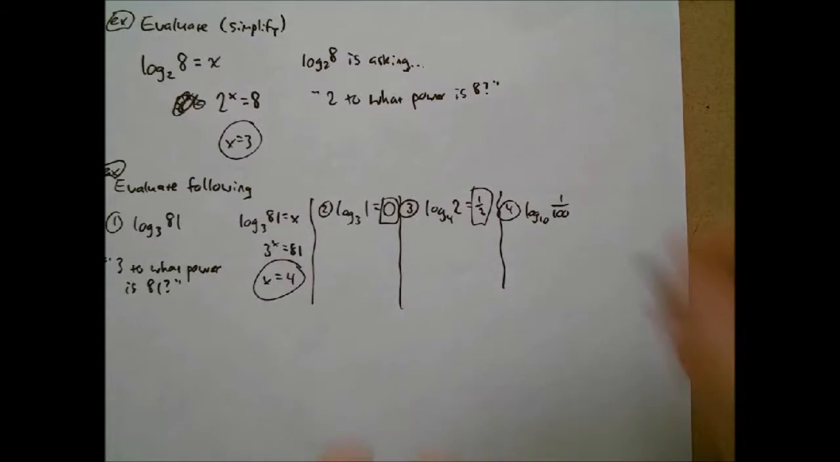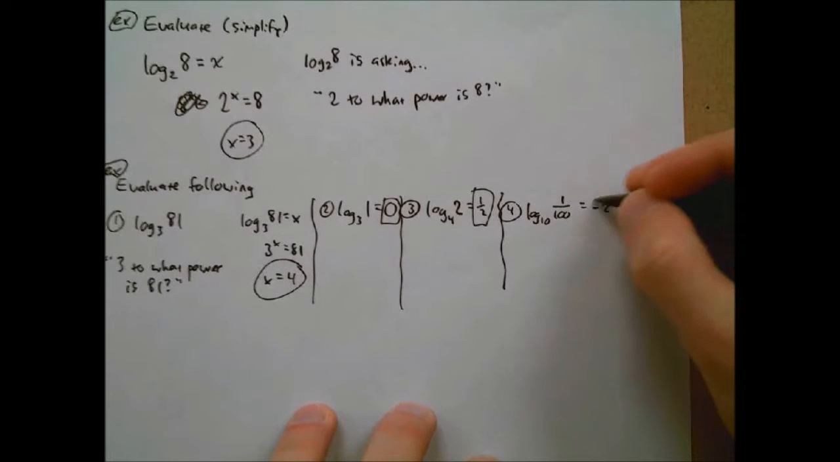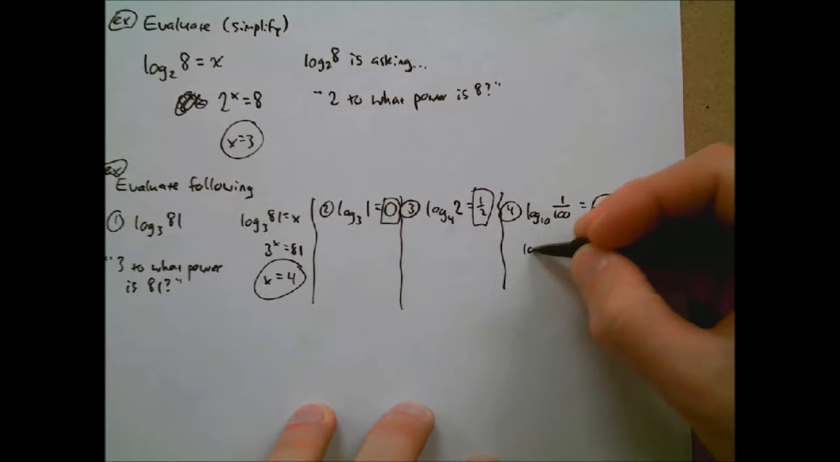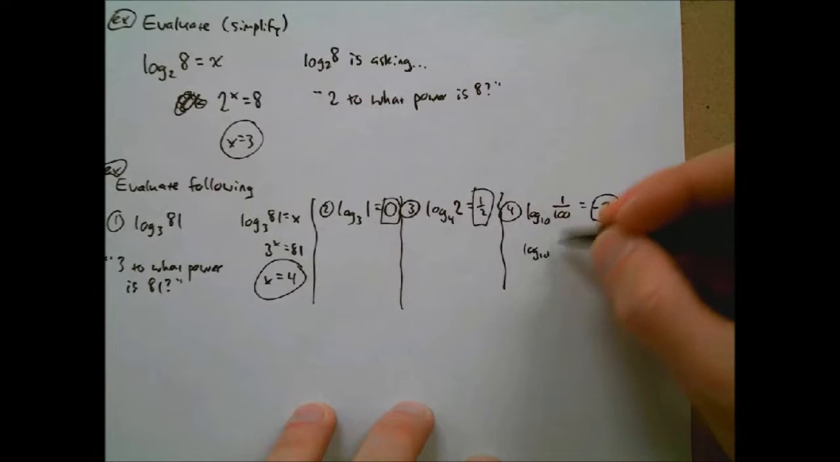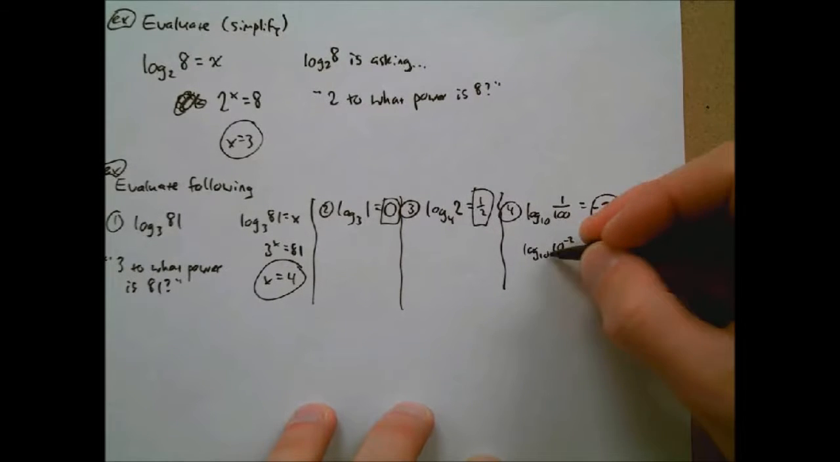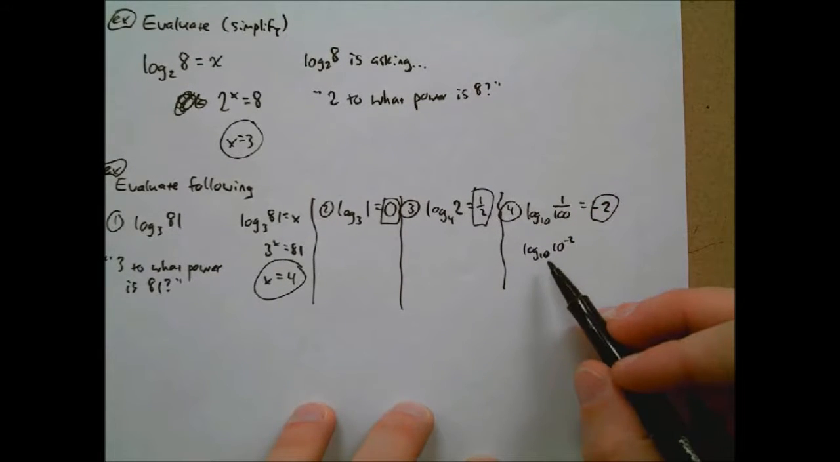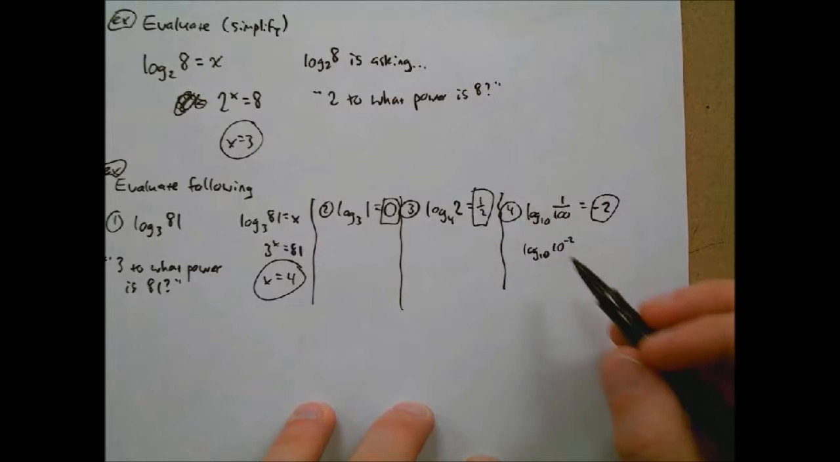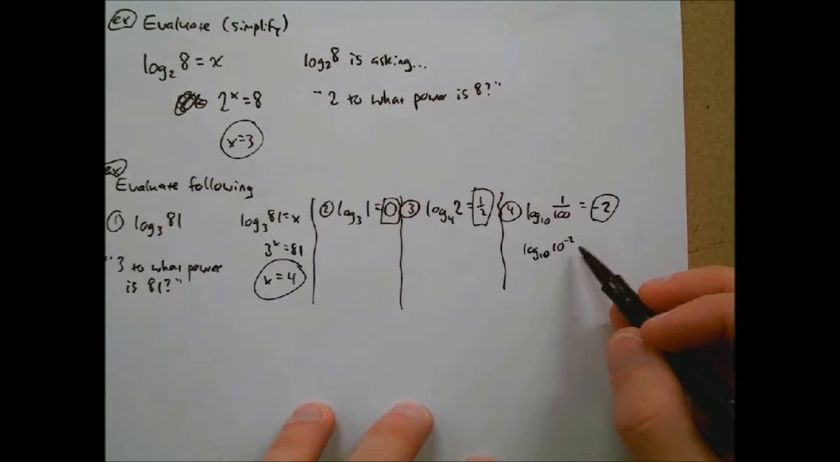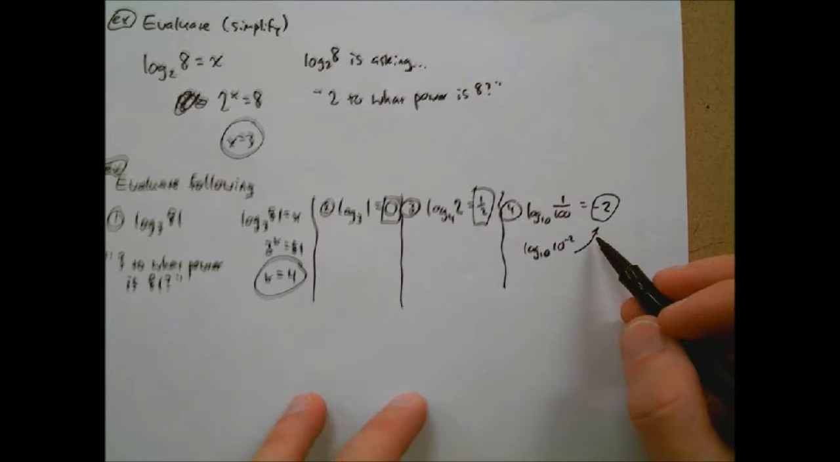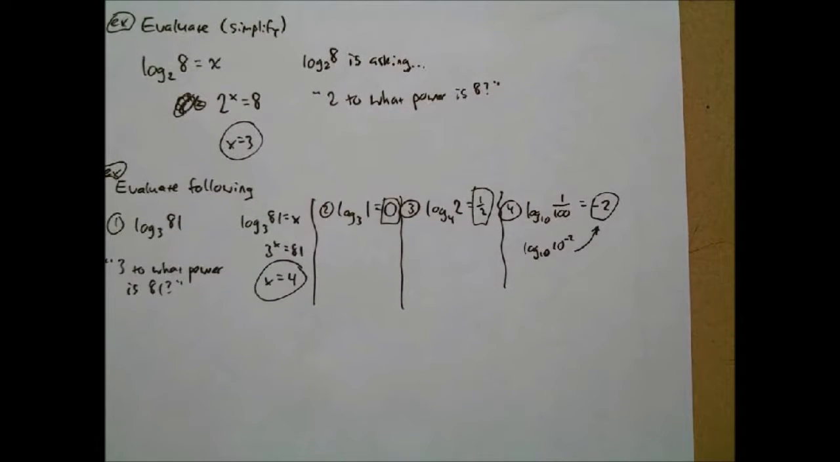And again, sometimes it's helpful to rewrite what you've got here, so you can remember. Think about that log base 10. The 1/100th, you can think of that as 10 to the -2, right? And so then you're really asking a simple question, right? 10 to what power gives us 10 to the -2? Well, it's the -2, right there.